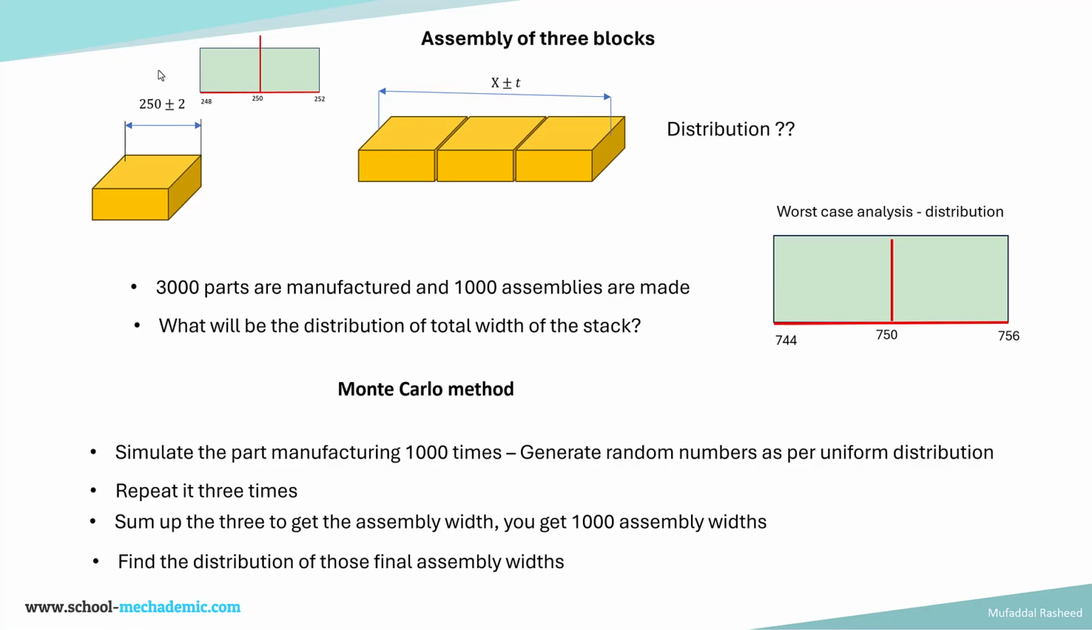So basically in worst case analysis, the calculation would be 250 plus or minus 2. 250 plus 250 plus 250 is 750, and 2 plus 2 plus 2 is 6. So 750 plus or minus 6 will be the specification as per the worst case analysis. And as per worst case analysis, the probability of having a part at 744 will be the same as having a part at 756. That is the 2 extreme limits calculated as per worst case scenario. But using the Monte Carlo method, do we get this kind of distribution or not? Let's see that. That will help us differentiate between worst case analysis and Monte Carlo simulation.